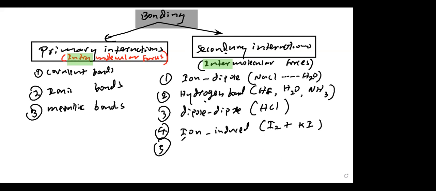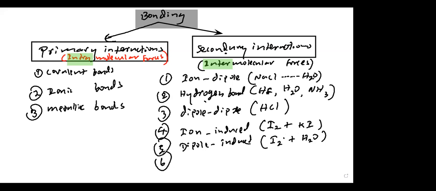So this number 5, I'll write ion induced dipole. Then you can write dipole induced dipole, one of the best examples. So I'll write here iodine plus water. Water has a dipole and iodine dissolves in water slightly due to dipole induced dipole: induced dipole from iodine and dipole from water. Between water molecules, hydrogen bonding. But between water and iodine, you can't say hydrogen bonding. Iodine and water, no hydrogen bonds.